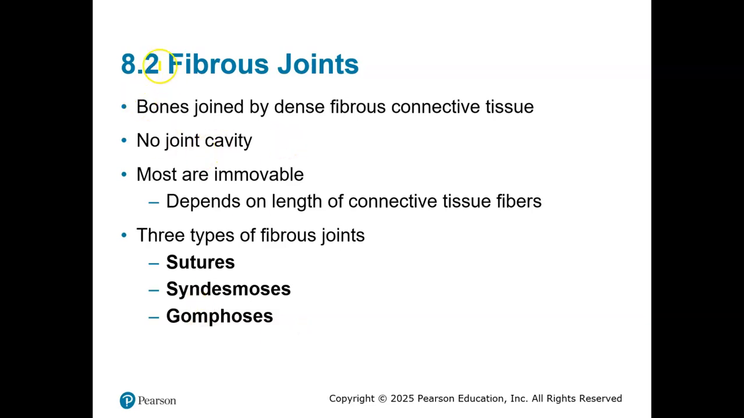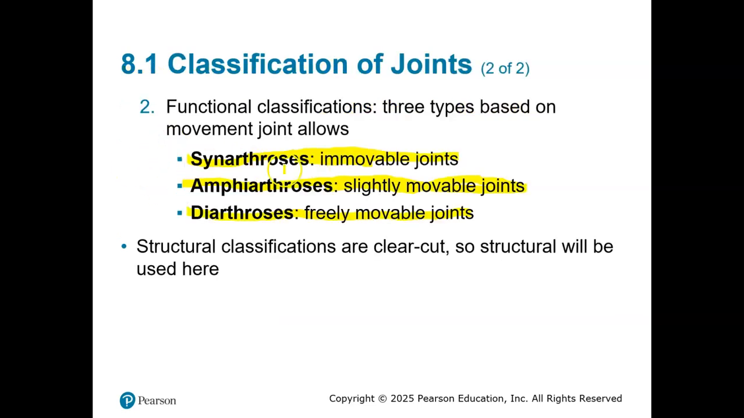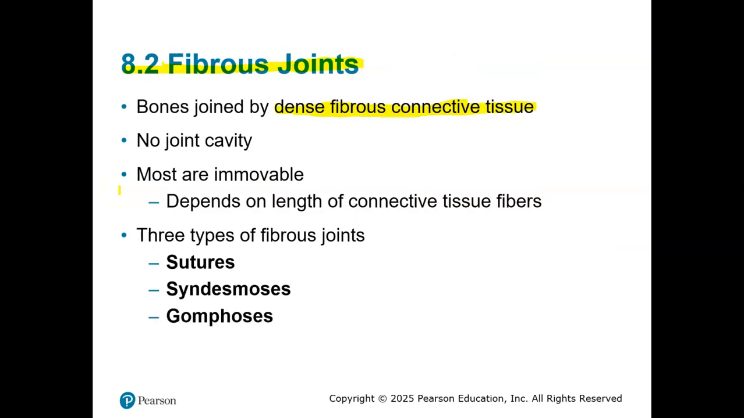So let's talk about the fibrous joints first. They're called fibrous joints because they're joined by dense fibrous connective tissue. It doesn't say if it's regular or irregular, but dense fibrous connective tissue is fine. Most are immovable, meaning that they are synarthroses, but some might be amphiarthroses, meaning they're slightly movable. The three types are sutures, syndesmoses, and gomphoses.